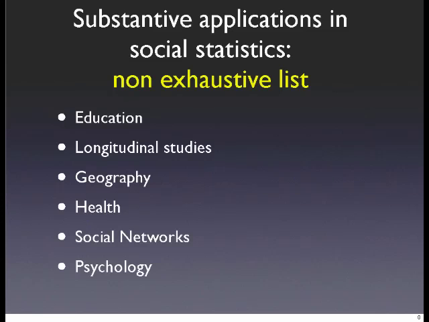So a non-exhaustive list in social statistics. I've seen applications in education, including longitudinal studies of, say, reading tests and so on, in human geography, in health, and more recently in social network analysis. So it could be your friendship network becomes the group that you're a member of. And in psychology, these can be used for all sorts of interesting ideas, including multivariate and latent variable analysis.